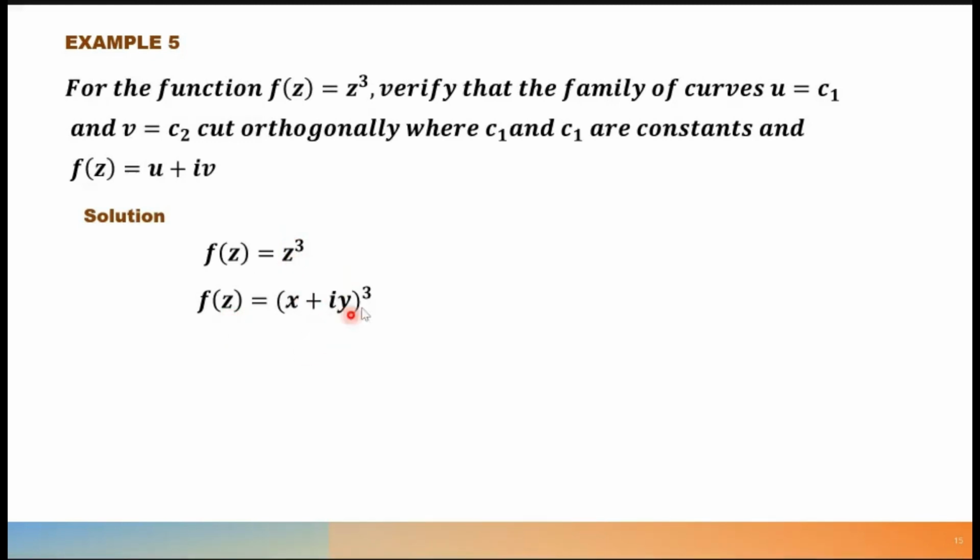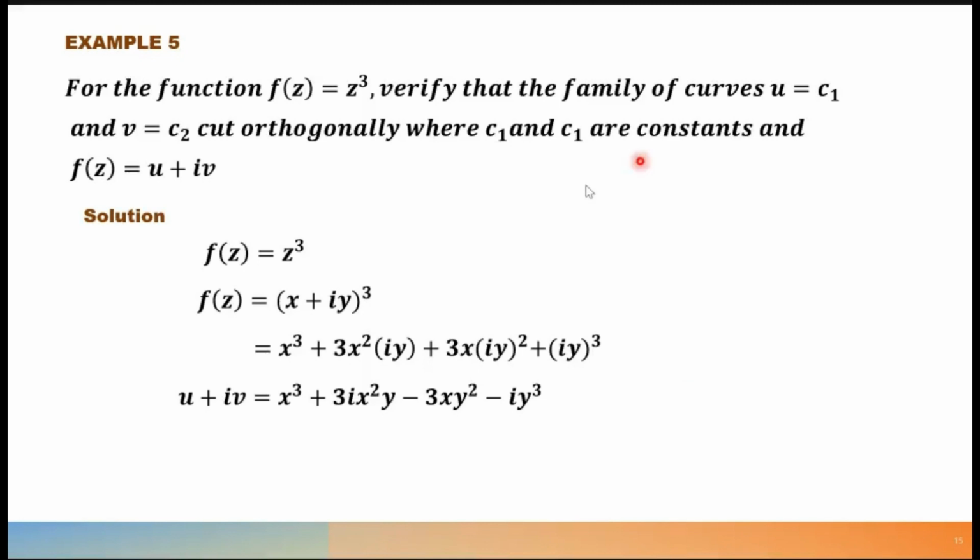ठीक है, इसको अगेन एक्सपैंड करना है. a plus b the whole cube यूज करके a cube plus 3a square b plus 3ab square plus b cube. Normal expansion I've done. Simplified this one, I part. I square is -1, I cube is minus I. And replace f of z by u plus iv. Okay, normally we denote f of z by u plus iv and z by x plus iy.